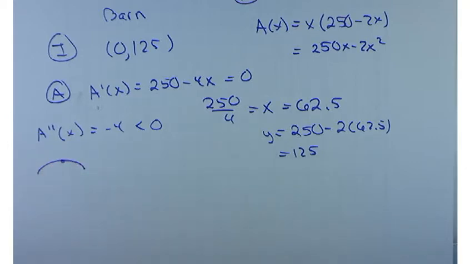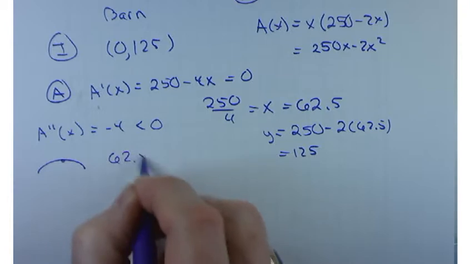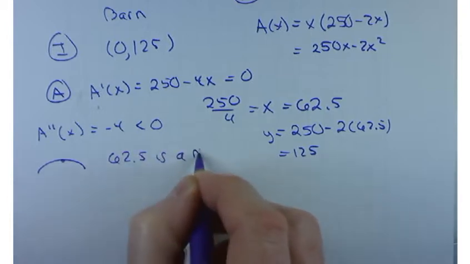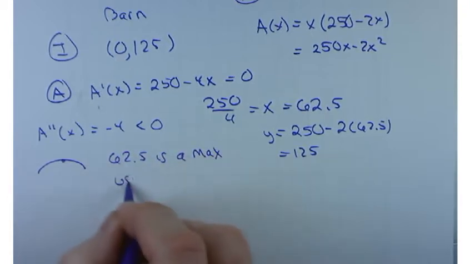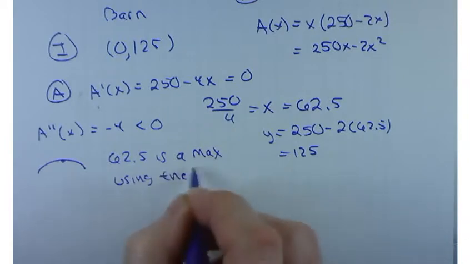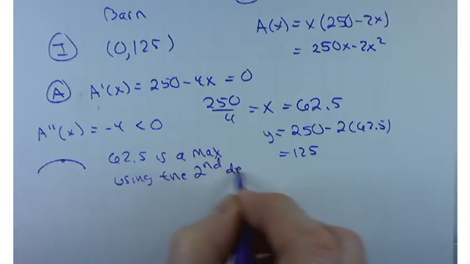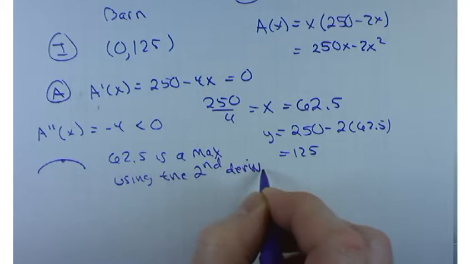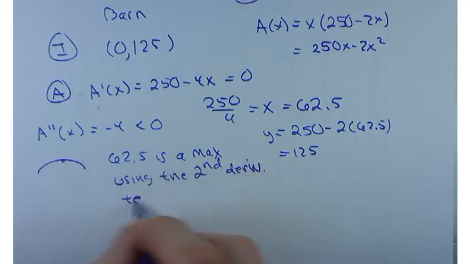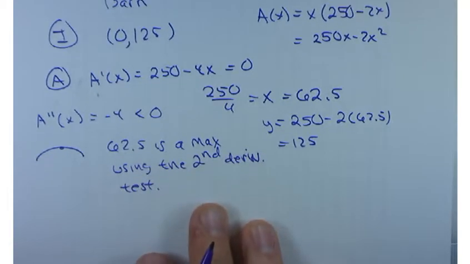So 62.5 is a maximum using the second derivative test. The second derivative test can be really nice, makes it pretty quick.